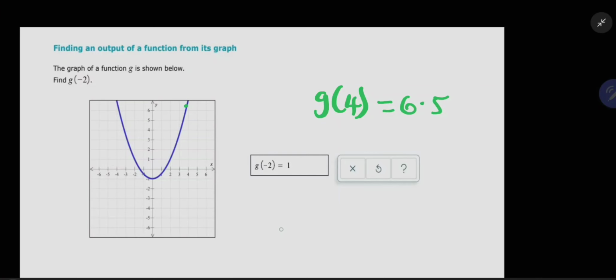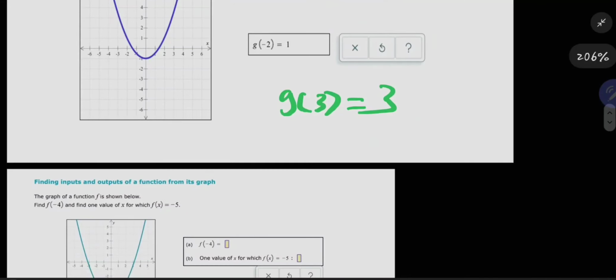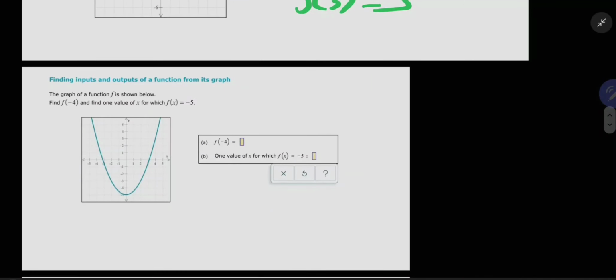How about g of 3? G of 3. So you find 3 on your x-axis, you trace it up until it touches the graph line, you find the y coordinates, which is also 3. Alright, let's move to the second graph.